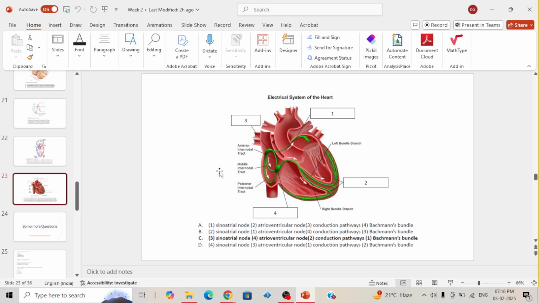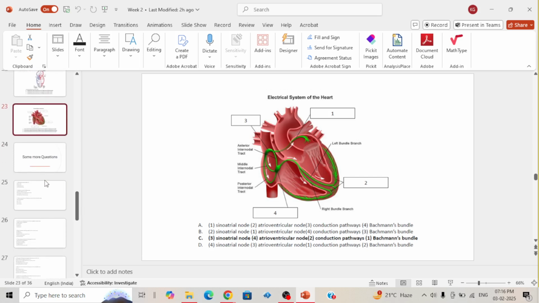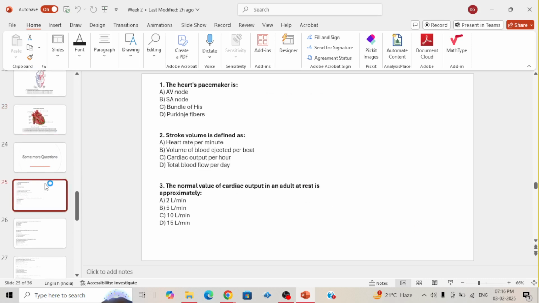Yes, sinoatrial node. Okay, now I hope there was no confusion in the assignment part. Let's move towards the questions that I have brought for you guys. This is just for your practice, nothing like a burden or something.